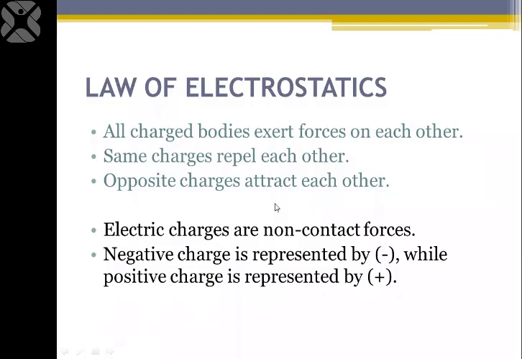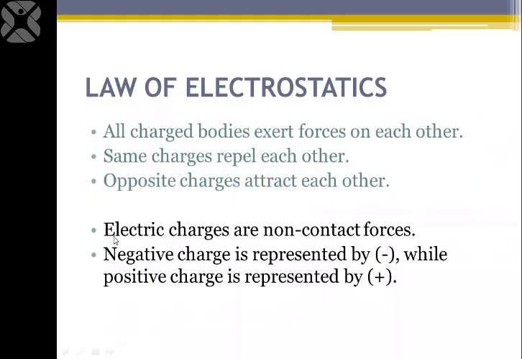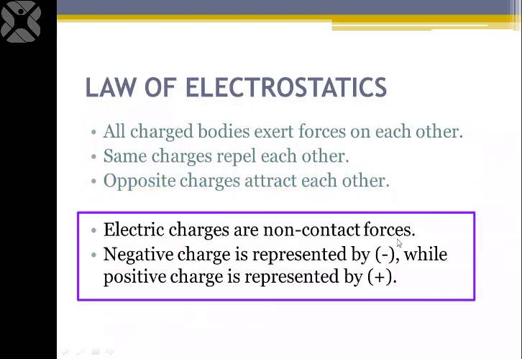The last topic of this video is the law of electrostatics, which pretty much states the things that we have already studied. So the law says that all charged bodies exert forces on each other, same charges repel each other, so two positively charged bodies will push or repel each other. Opposite charges attract each other, so a positive and a negative charged body will attract each other. Other than that, it states that electric charges are non-contact forces, which we have already studied. Negative charge is represented by the negative sign, while positive charge is represented by the plus sign.